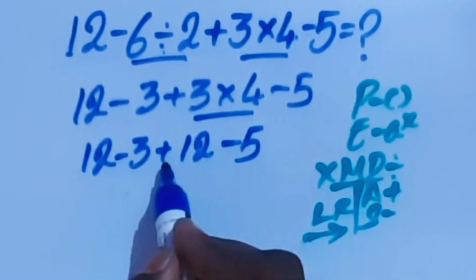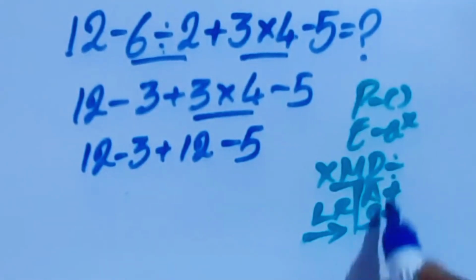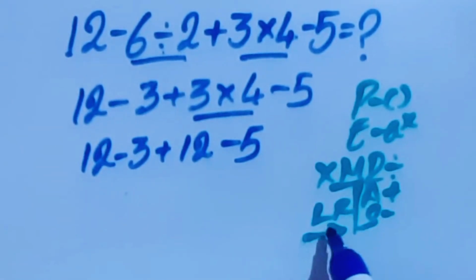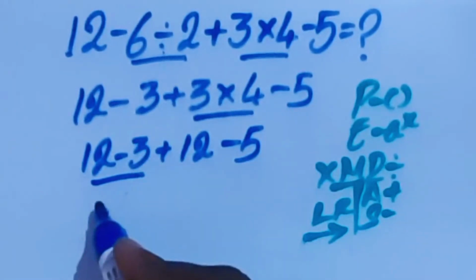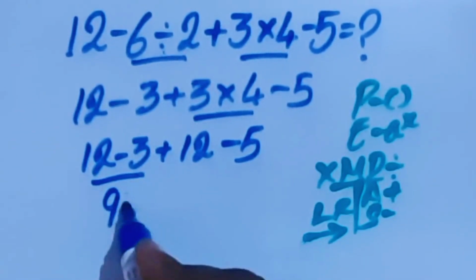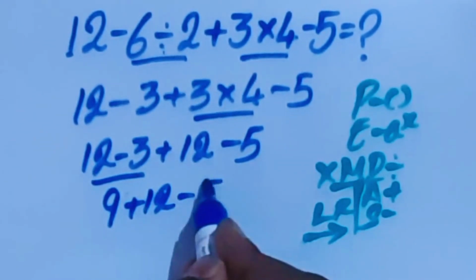Here we have subtraction, addition and subtraction. Here both are equal priority. For this equal priority, we have introduced this left to right rule. Here left to right is this 12 minus 3. Here 12 minus 3 is 9 plus 12 minus 5.